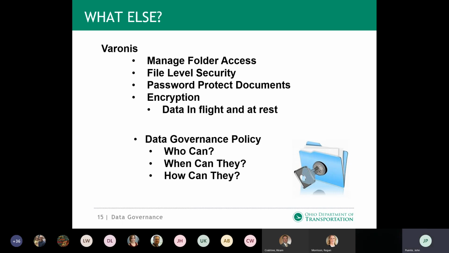As mentioned earlier, the security of our data is a key part of data governance, and tools such as this are going to help us keep your data safe. Varonis allows you to manage folder access, similar to what we do now at the folder level with other applications. But it also allows for file security, lets you password protect individual documents, and allows for encryption of your data, whether it's in flight or at rest. Right now this is monitoring the Isilon, and they're creating a number of great reports from it to provide the information needed to establish our security guidelines and policy around it. Essentially it's finding out who can view the data, when they can view it, and how they can utilize that data.